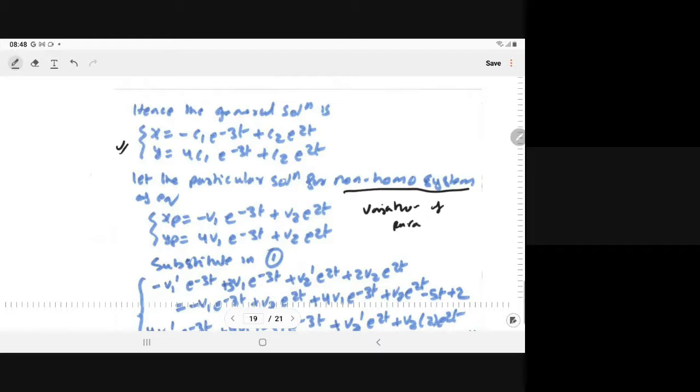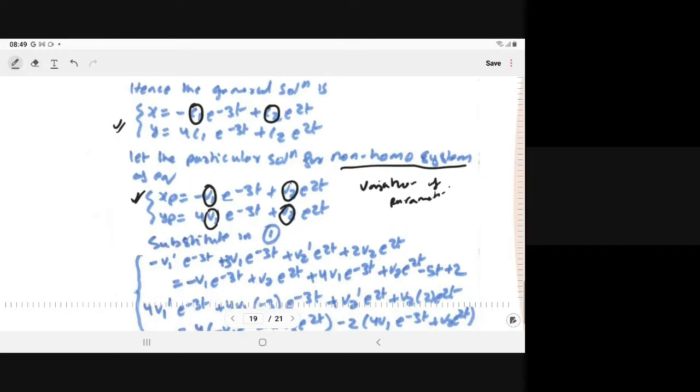In article 18 you have studied this variation of parameters. In variation of parameters, we replace c1 and c2 with functions of t, v1 and v2. So we take the particular solution xp as minus v1 e to the power minus 3t plus v2 e to the power 2t, and yp as 4 v1 e to the power minus 3t plus v2 e to the power 2t.